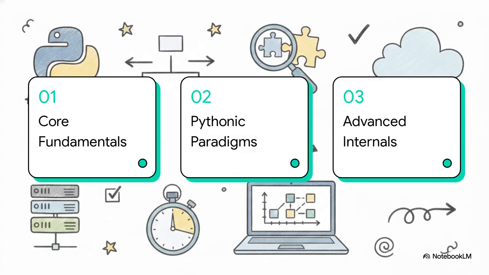Here's our level up roadmap for today. We're taking a peeling the onion approach. First up, level 1, core fundamentals. Then level 2, Pythonic paradigms. And finally, level 3, advanced internals.